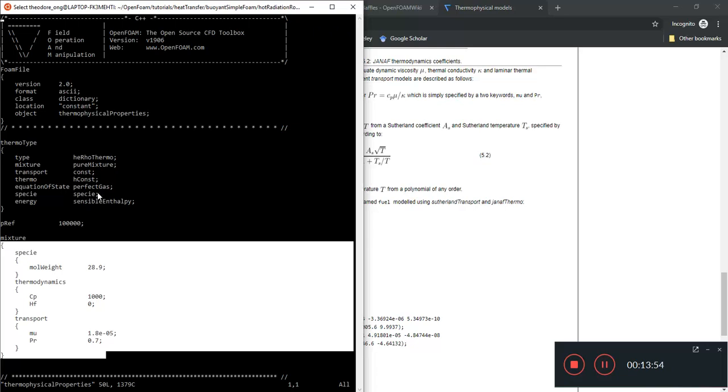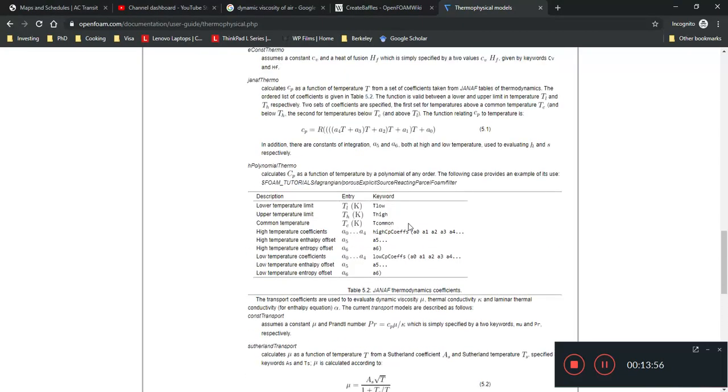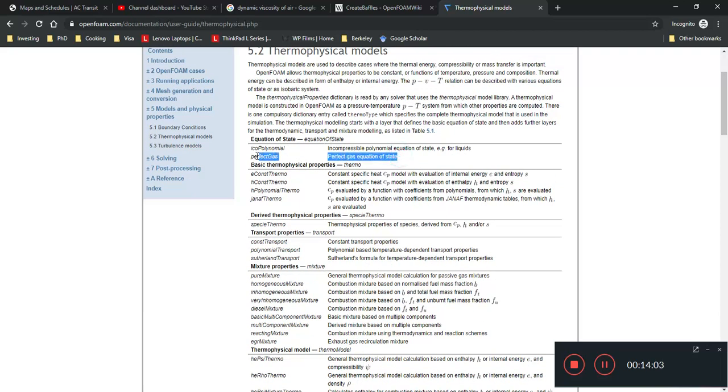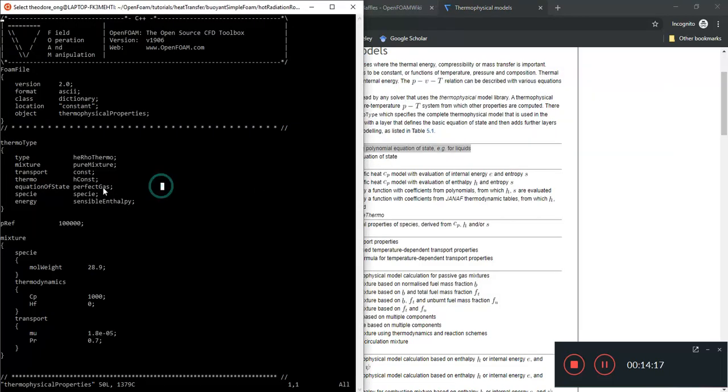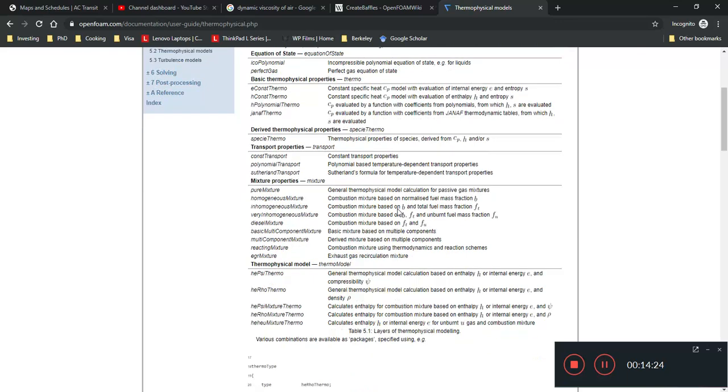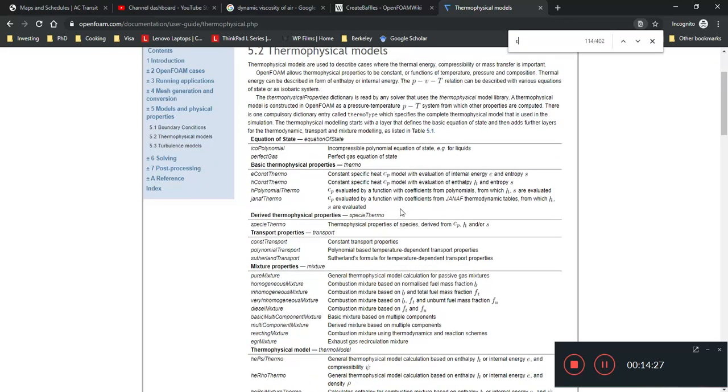We'll explain it bit by bit. Equation of state. This one's fairly simple. Let's see whether we can find other equations of state here. All right, so we have a perfect gas here. Perfect gas equation of state, or ideal gas, PV equals nRT. Then there's icoPolynomial, which is an incompressible polynomial equation of state, for example for liquids. In this case, the equation of state is a perfect gas, no liquids. I believe there is one thing called specie, S-P-E-C-I-E.